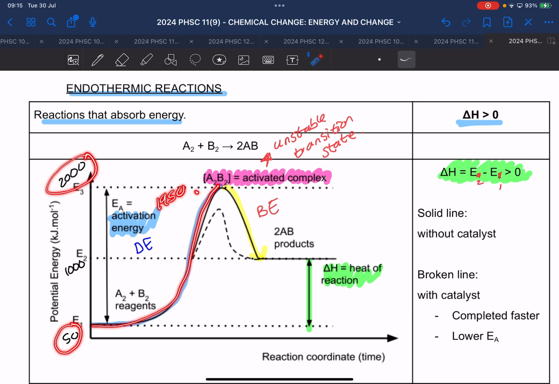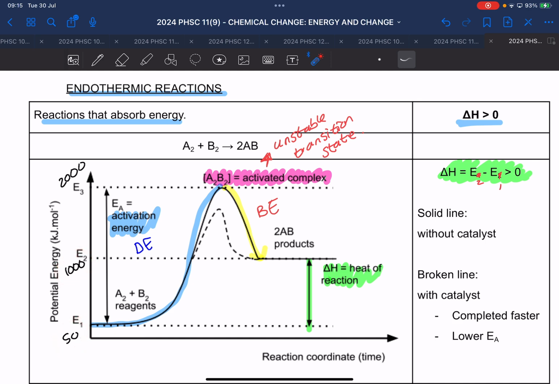Okay? Flonnie, what is the bonding energy? How did you get to that? 2,000 minus 1,000. And what is the heat of the reaction? How did you get to that? 1,000 minus 50 is 950.